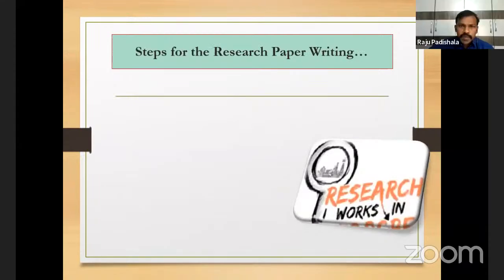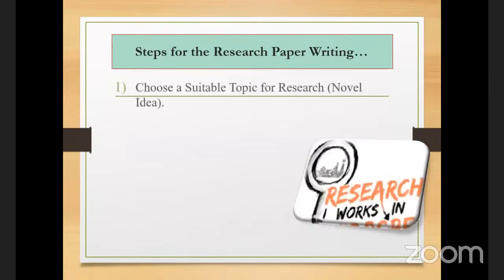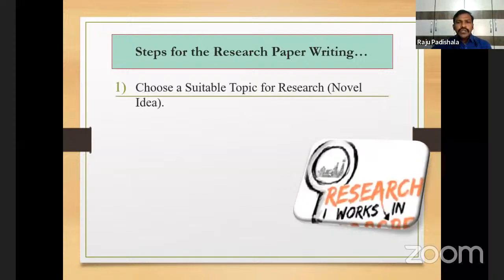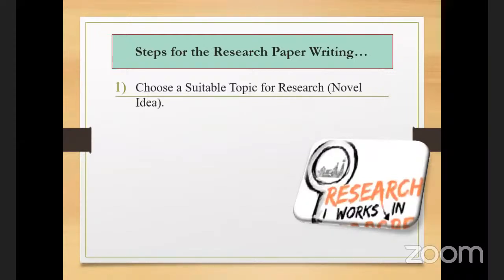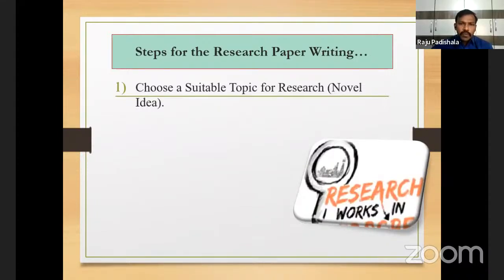There are various steps involved in research paper writing. First, choose a suitable topic for research. It should be a novel idea or a burning topic, a good topic, or one that solves the various problems involved in society. We have to choose that topic for our research.